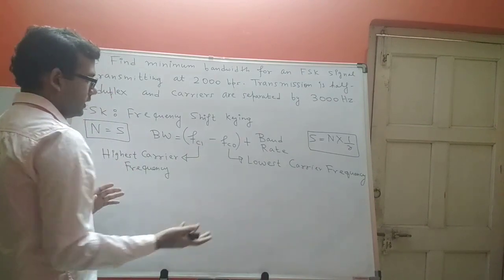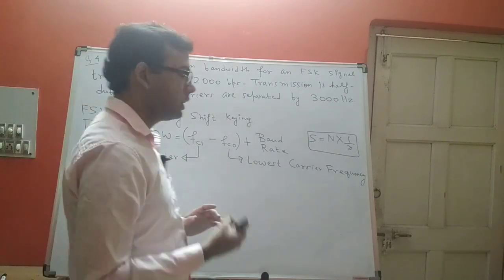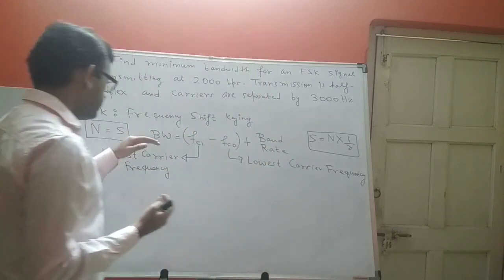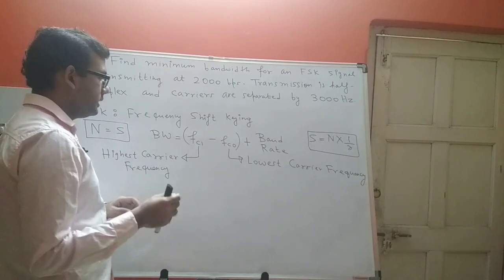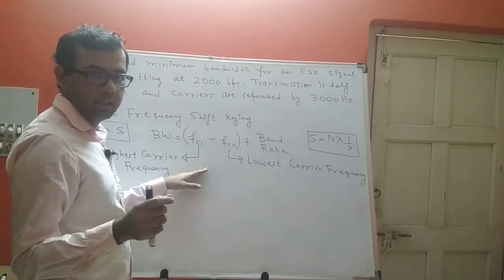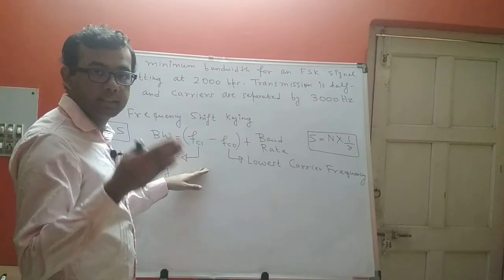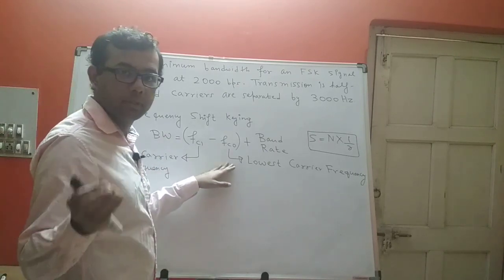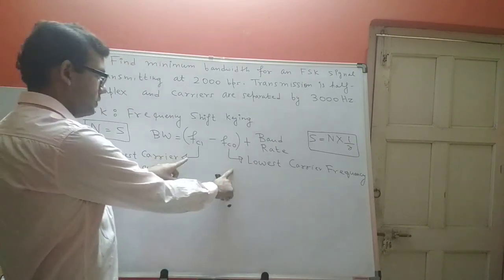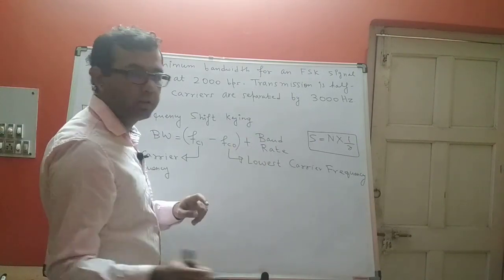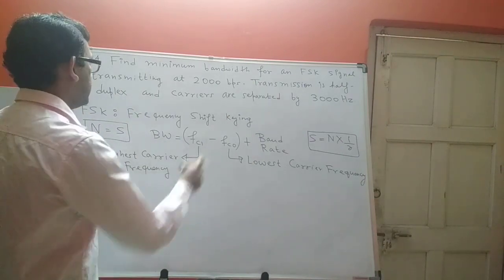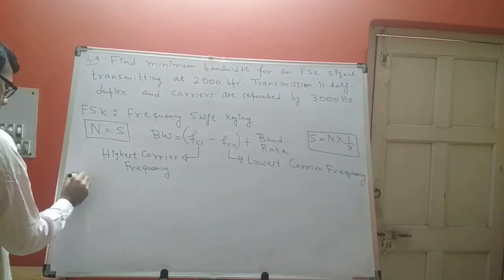Since you are talking about transmission, there will be carrier signals. Now, in order to find the bandwidth, you take the highest frequency value of your carrier signal, and you take the lowest frequency value of your carrier signal, you subtract it, and you add it with the baud rate to get the bandwidth. Okay, so this is the formula. Now, let's put this formula into effect by solving this question.